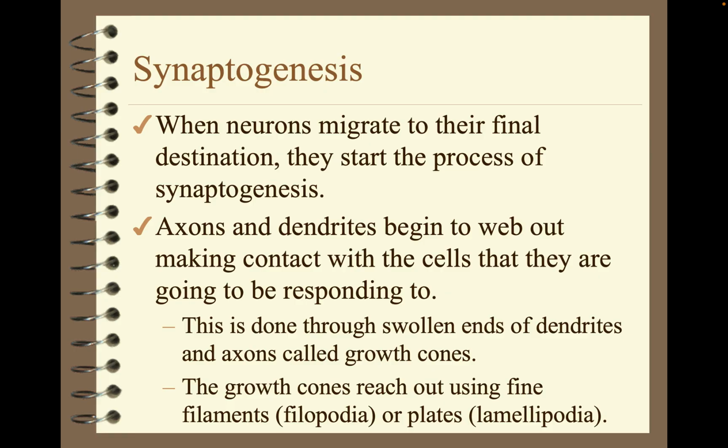When neurons migrate to their final destination, they start the process of synaptogenesis. Axons and dendrites begin to web out, making contact with the cells that they are going to be responding to. This is done through swollen ends of dendrites and axons called growth cones. The growth cones reach out using fine filaments, known as filopodia, or plates, known as lamellipodia.